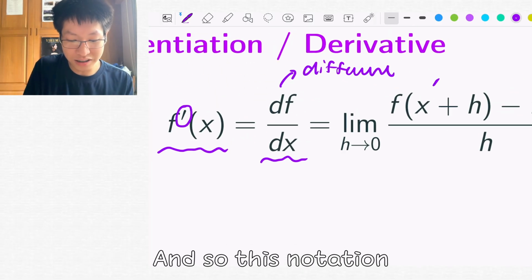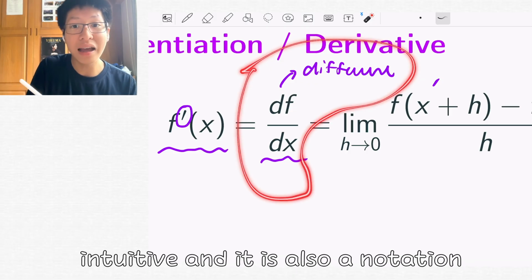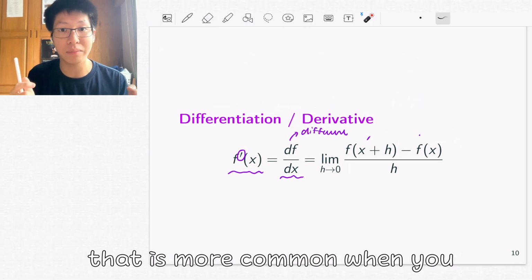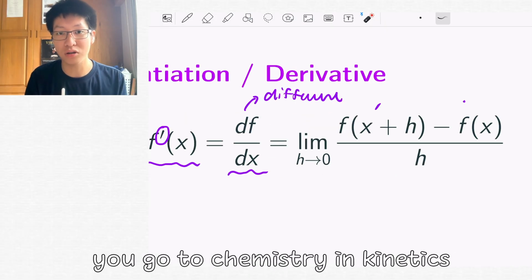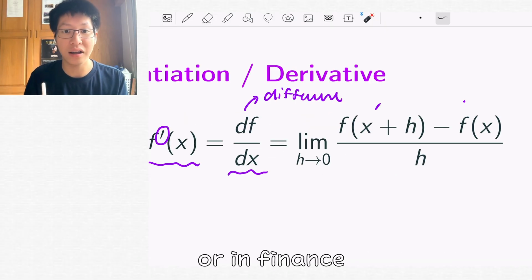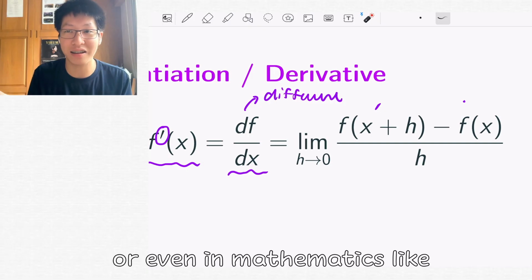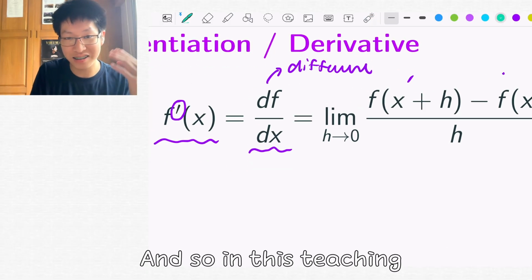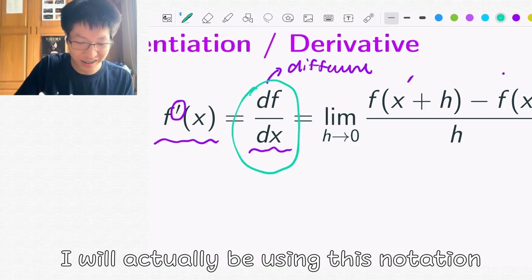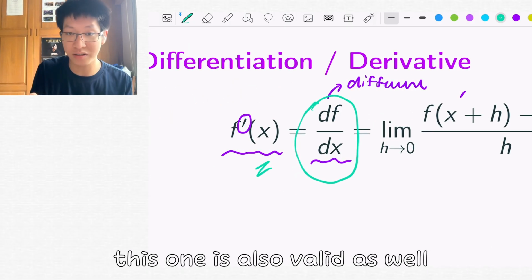And so this notation, in my opinion, is a bit more intuitive, and it is also the notation that is more common when you go into other fields. For example, if you go to physics, maybe chemistry, in kinetics, or in finance, or even in mathematics, like in ordinary differential equations. And so in this teaching, I will be using this notation right here, but just remember that the other one is also valid.